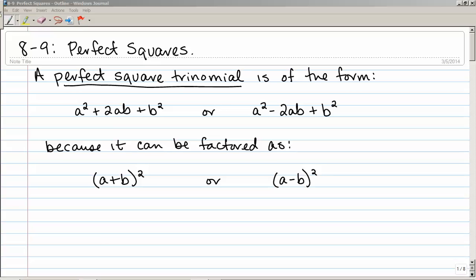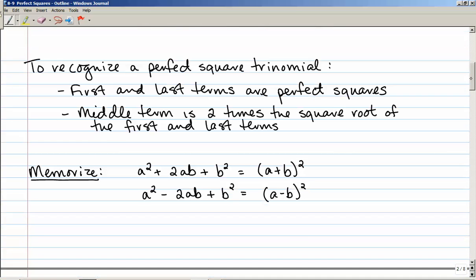And actually, you could use the methods that we used a couple sections ago of finding two numbers that multiply to this and add to that. But if you recognize the trinomial as being a perfect square trinomial, it cuts down on a lot of the work, and you can just pretty much jump right to the answer. So, to explain how we do this.